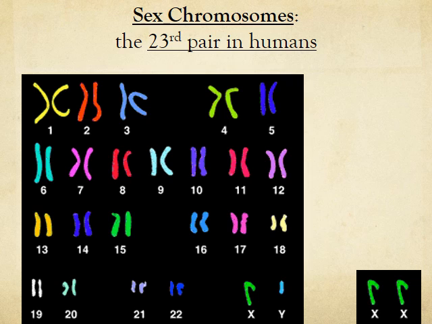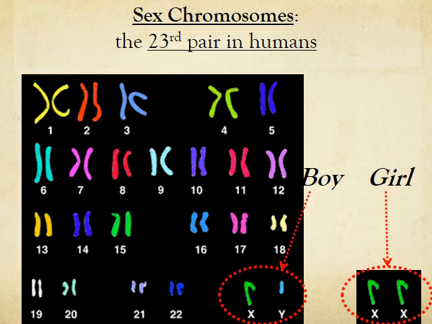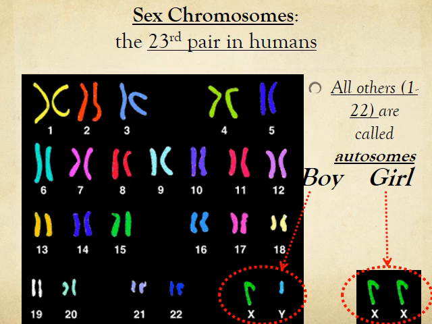So these sex chromosomes, these are the 23rd pair of chromosomes in humans. We've got two variations. We've got an X and we've got a Y. If you have the combination XY, that's going to be a boy. Whereas if you have the combination of XX, that is going to result in a girl. So all the other chromosomes, 1 through 22, are what we call autosomes. Basically, these are what help your body grow and pretty much give it what it needs.